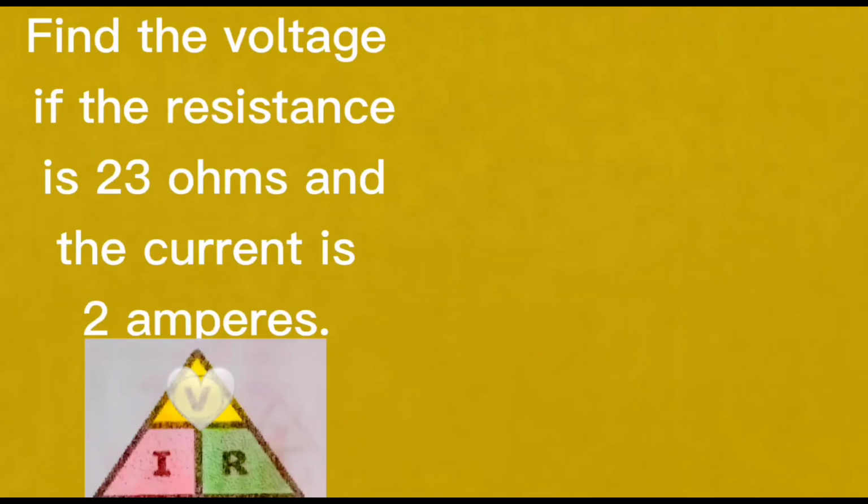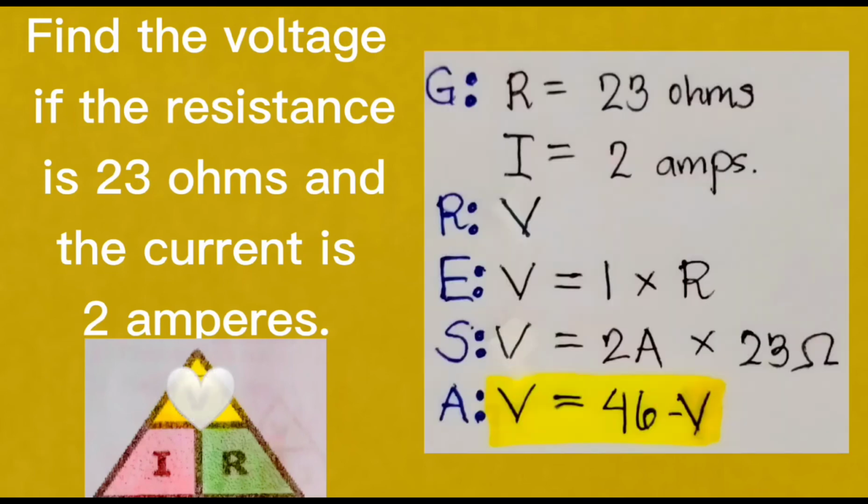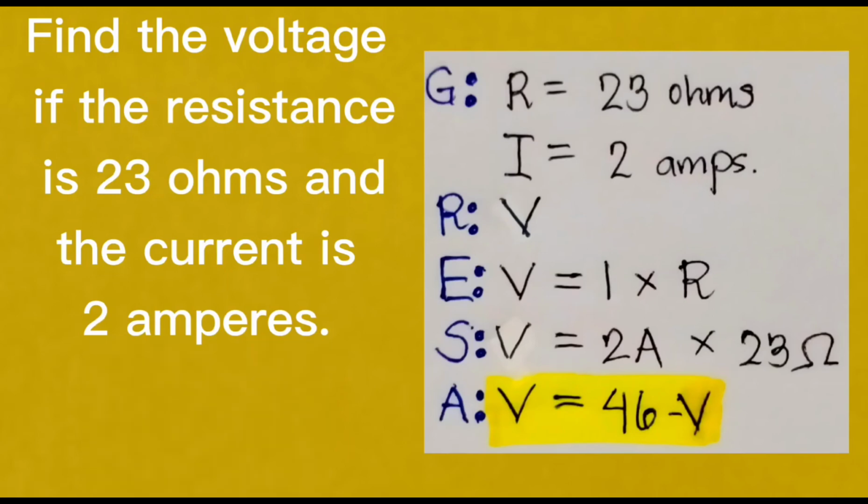Here's another problem. Find the voltage if the resistance is 23 ohms and the current is 2 amperes. What formula are you going to apply here? Given: resistance, which is 23 ohms, and current, which is 2 amperes. Required is voltage. The equation to be used is voltage equals current times resistance. The solution is voltage equals 2 amperes times 23 ohms. And the answer is voltage equals 46 volts.